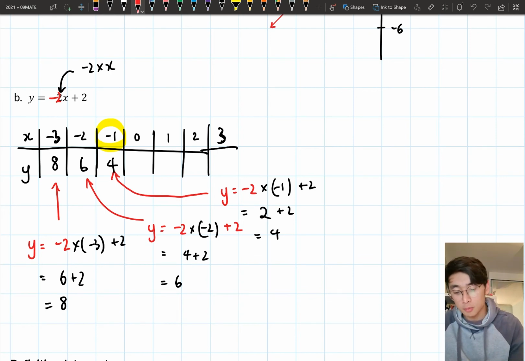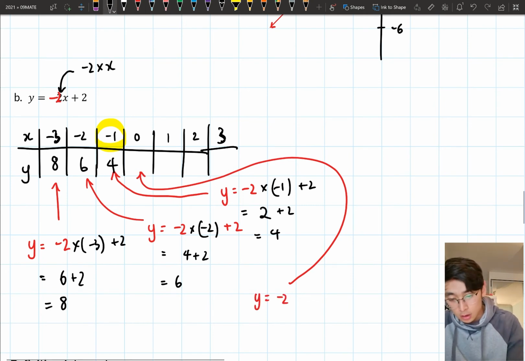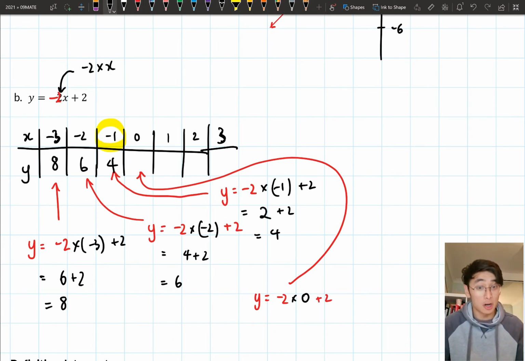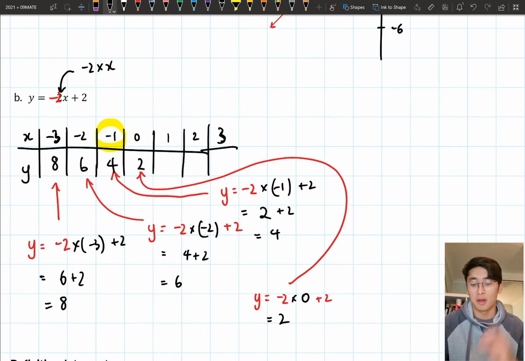Let's just do one more substitution. So I'm going to do this one all the way down at the bottom here. So y is equal to negative 2 times 0 plus 2. And so here, negative 2 times 0 gives me 0. And so this answer will just give me 2, which is exactly what I was expecting. So there, excellent.